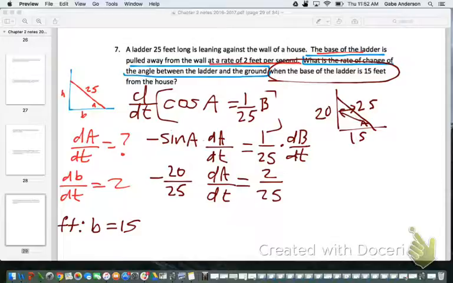So the sine of A didn't disappear. Didn't we just do what it told us to do? Find the sine of the angle at the freeze frame moment. We found out that it was 20/25ths, so we just replaced sine of A with 20/25ths. The rest is just a reciprocal multiplication. Any questions on that part right there?